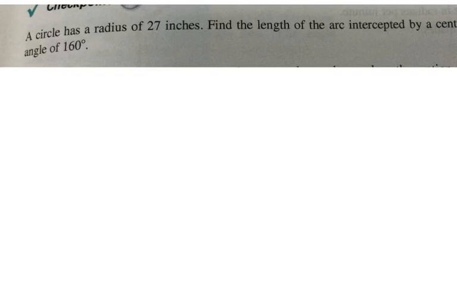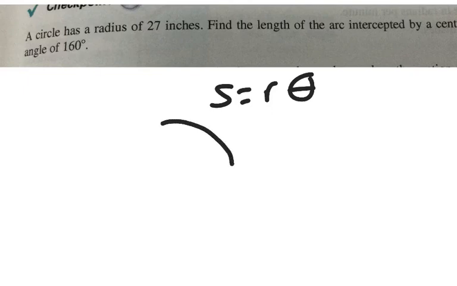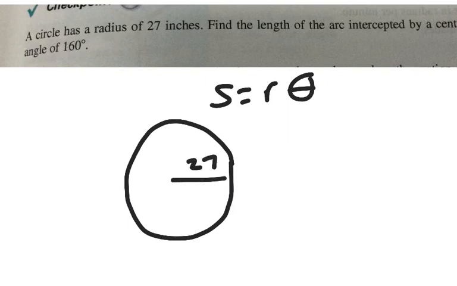Okay, so here's a problem that's similar. I want you to pause your video and see if you can work it. Okay, so it gives me S equals R times theta, again, my formula to find the arc length. And then I want to set up what it tells me here. I've got a circle. The radius is 27. And I'm looking for the arc length when I'm rotating 160 degrees.